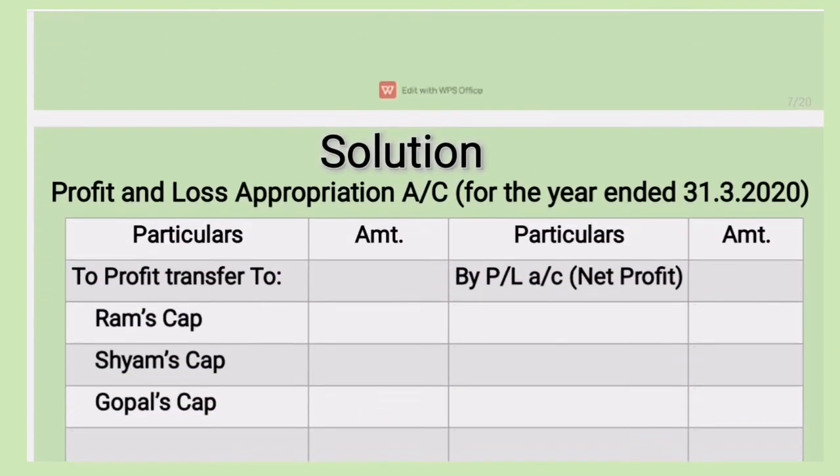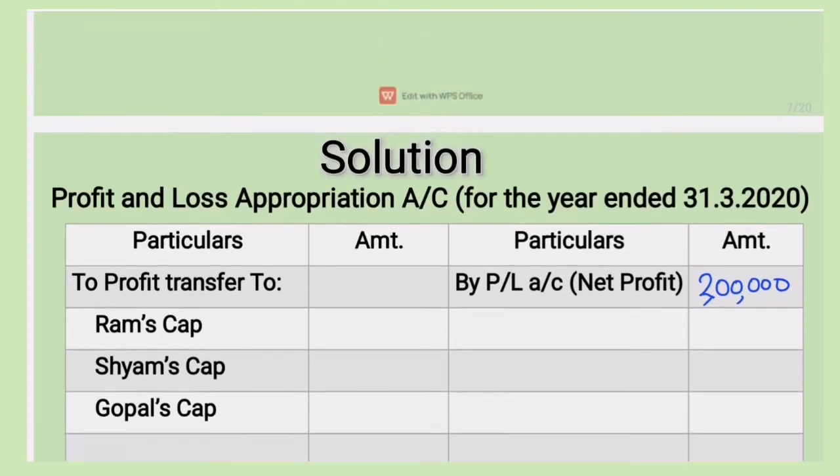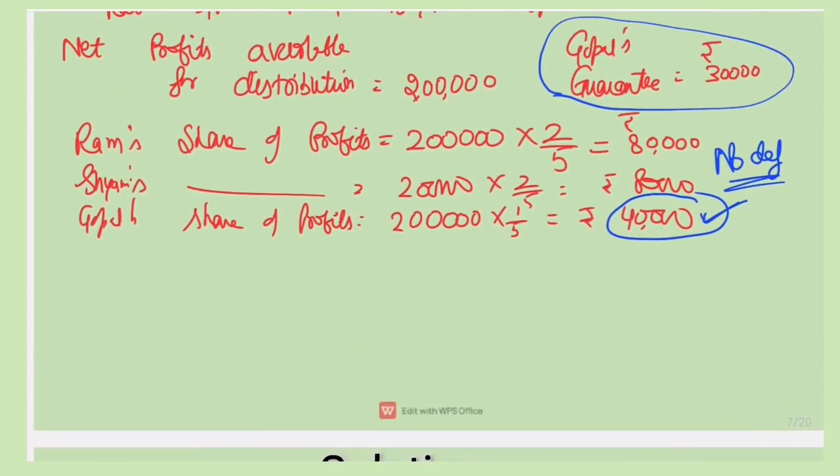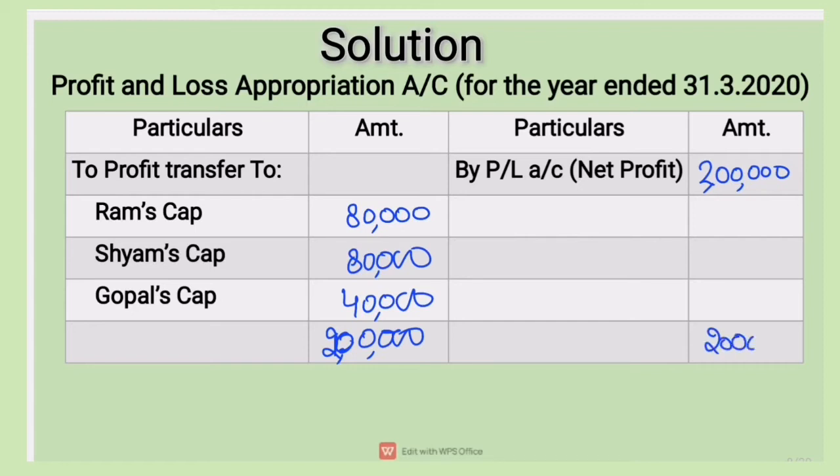We can show it with the help of a profit and loss appropriation account by net profits brought down 2 lakh rupees, and the profits have been distributed amongst Ram, Shyam and Gopal as 80,000, 80,000 and 40,000. So profits transferred to Ram, Shyam and Gopal are 80,000, 80,000 and 40,000. Then we will do total on both the sides. So this is how we will do a particular question of guarantee of profits to a partner.